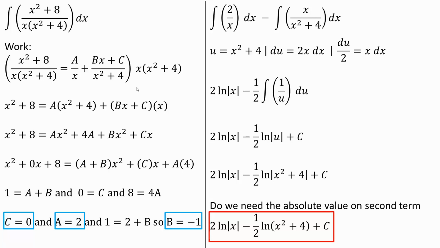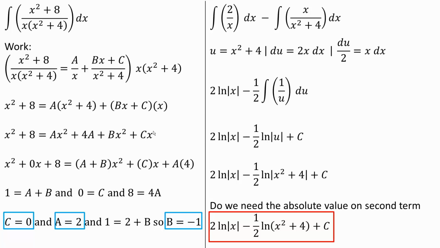And now, like what we did before, we multiply by the common denominator, which will be x times parentheses x squared plus 4. And so we would get x squared plus 8 is equal to A times parentheses x squared plus 4 plus parentheses Bx plus C close parentheses times x. Now we can expand. So A times x squared is Ax squared, A times 4 is 4A, Bx times x is Bx squared, C times x is Cx.